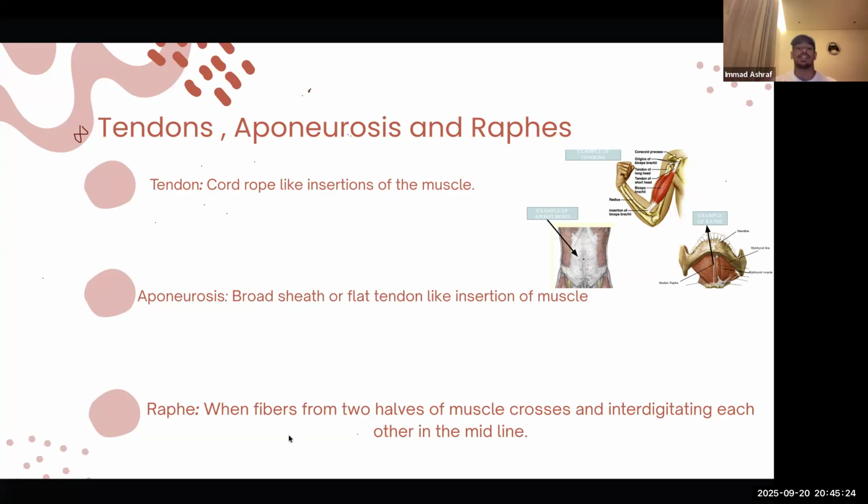So it's the same muscle, just two different halves of it. They develop separately embryologically, and then they fuse to become one muscle, but they're two different halves. They form a beautiful structure that's completely symmetrical, and you have this line in the midline because of where they fused.